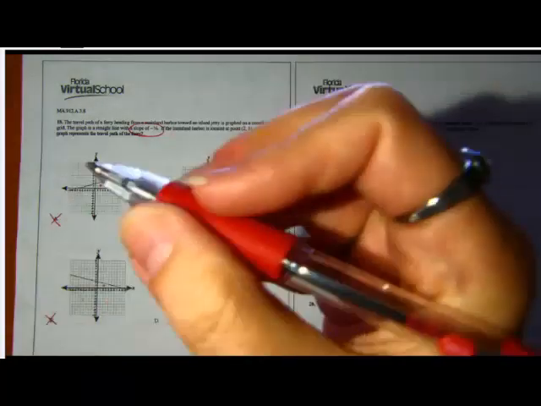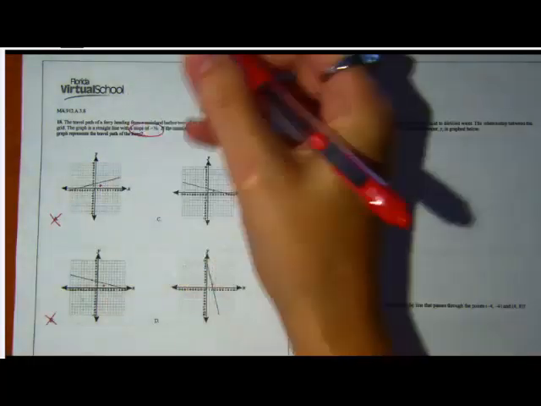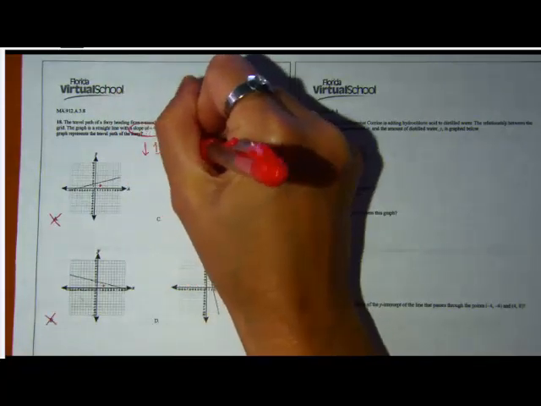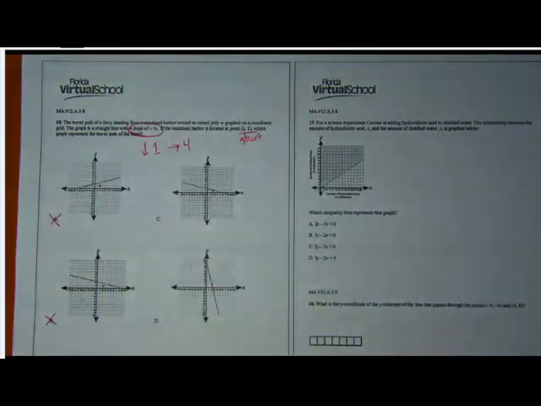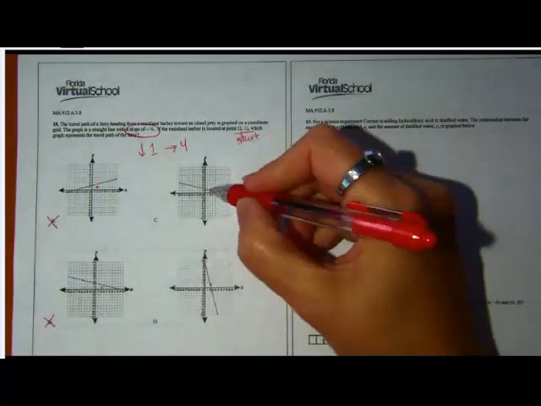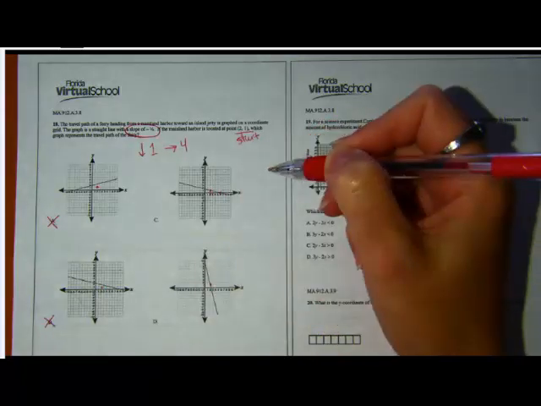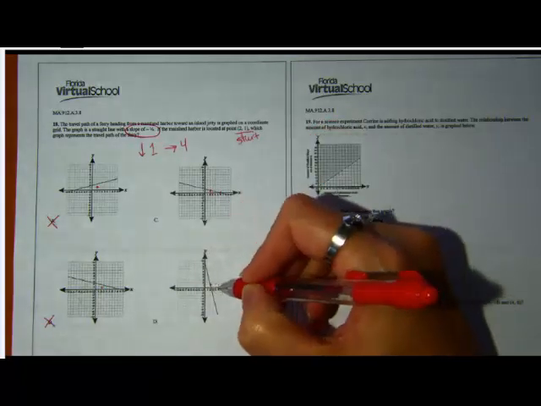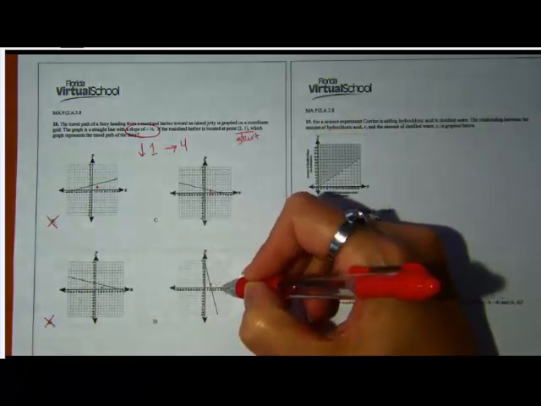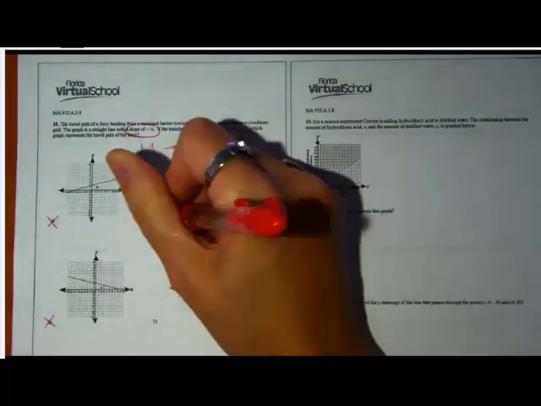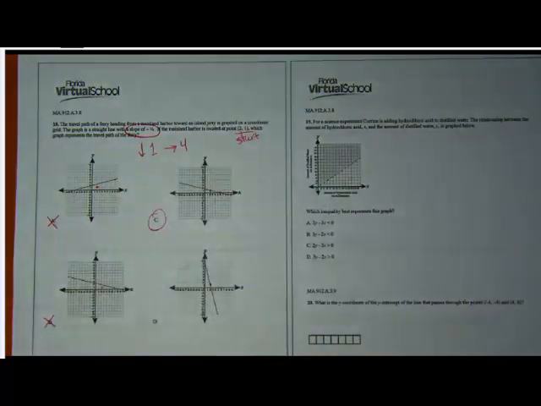My slope is -1/4. That means I'm going to go down 1 and then over 4 from my start point. So if I go down 1 and then over 4, that would take me there. Here, if I go down 1 and over 4, do you see how I'm off the line? So I can't go off the line. I have to stay on the line. So it can't be these. Does that make sense?